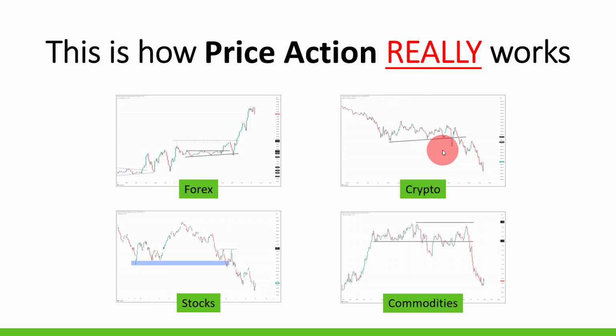And the good news is that the pattern that we're going to explore today works for Forex, crypto markets, stocks, and also commodities. And I've included charts for every one of those markets. And you will really see that the pattern and the concept that we're going to learn is universal and it's going to really transform the way you understand price action.